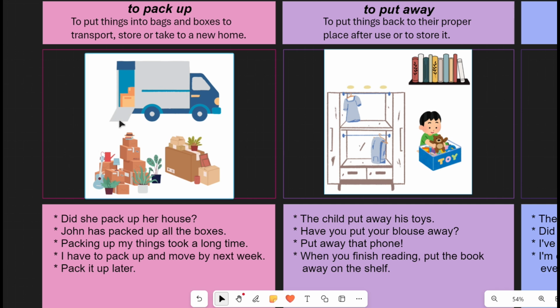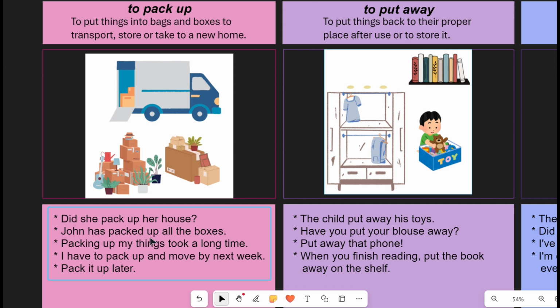So let's have a look at the photograph over here. So someone's obviously got a whole bunch of things in boxes over here, and maybe they're putting them into a truck or into a van to move, to transport to a new location. Okay? So the examples, a question. Did she pack up her house? This is a past simple question. Okay, so maybe she's moving house. That's how we would ask that question. Maybe she's moving to a new house. So we would ask, did she pack up her house?